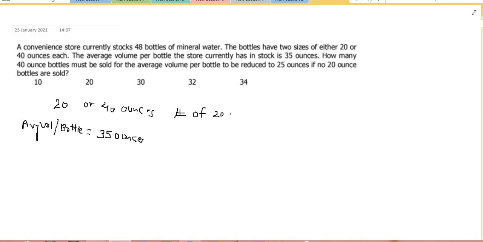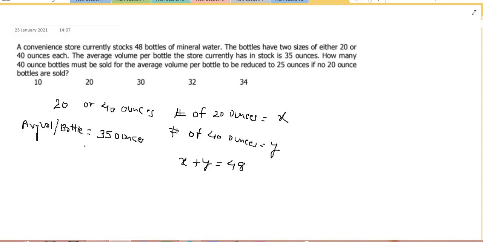20 ounce bottles are, let's say, X. Similarly, the number of 40 ounce bottles are Y. So these are the two variables that I am assuming here. So what we are given here, we are given that a total of 48 mineral water bottles are there. So we can say that the sum of X and Y, X plus Y, will be 48. Right? What else is given?